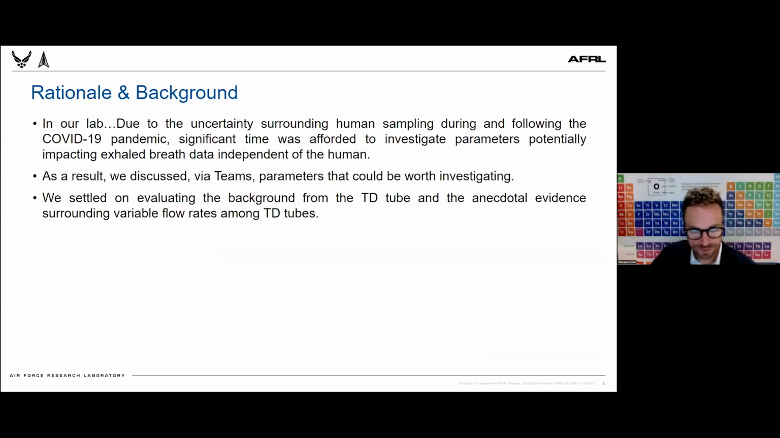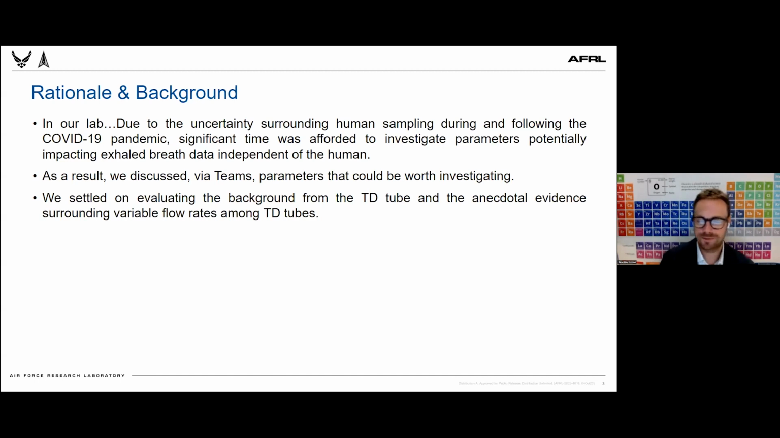Okay, so a little bit of backstory. These data were acquired coming out of the pandemic. And so, not knowing what our ability to sample humans was going to be, we were starting to brainstorm ideas of research we could do independent of the human. We discussed through Teams, and we started to slowly trickle back into the lab about things that would be worth investigating. And so we talked a lot, and we landed on investigating the background from TD tubes.